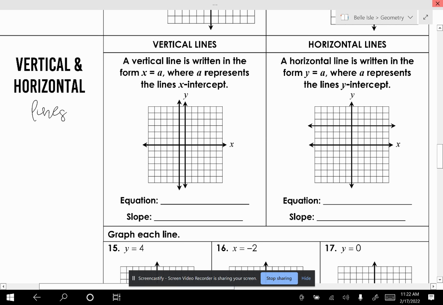Crossing the x-intercept means it's what sort of line? Zero. It is undefined. Okay, so its slope will be undefined. Its equation would be x equals wherever it crosses the x-intercept. Where does this one cross the x-intercept? Negative 1.